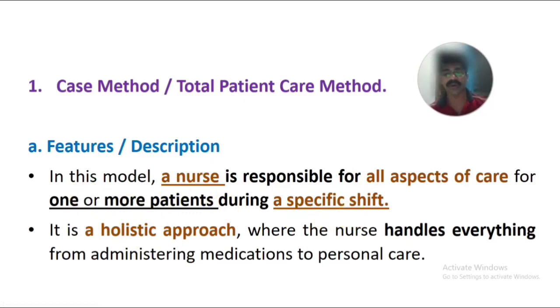You know that in the hospital we have different shift systems, either 3 shifts or 2 shifts, and in each shift staff get rotated. So here we are talking only about a specific shift. One single nurse is responsible for all the aspects of the complete or total care of the patient, either one patient, 1:1, or a few patients, according to the number of staff available in that particular ward. Because of that it is called case method or total patient care method.